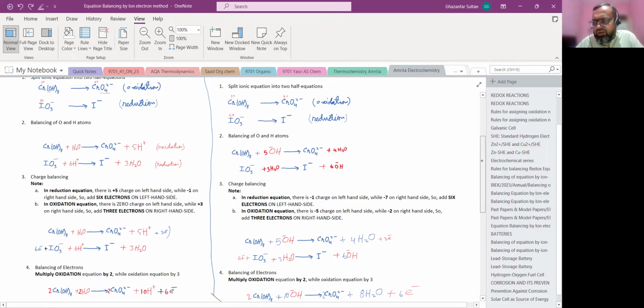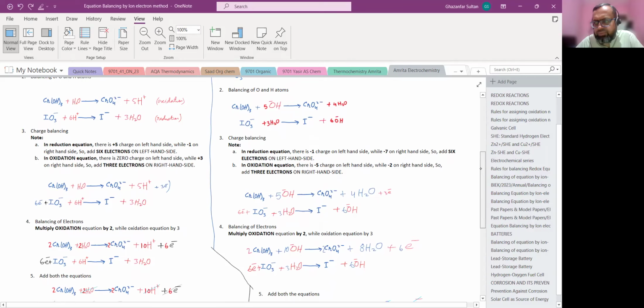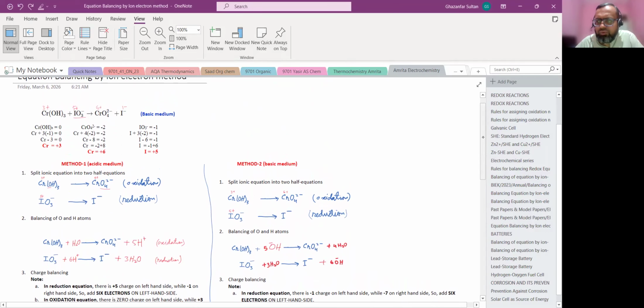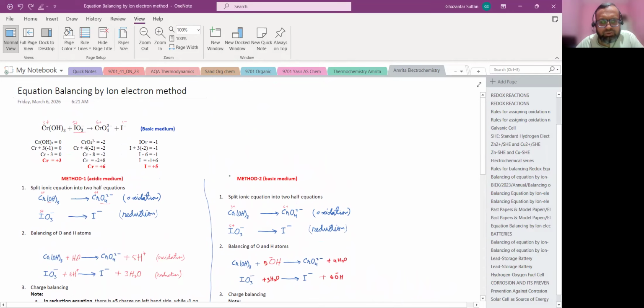So anyway, we have balanced this equation by both the methods. It's up to you. Whichever you use, you will get the full marks.